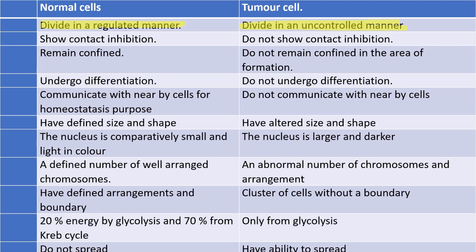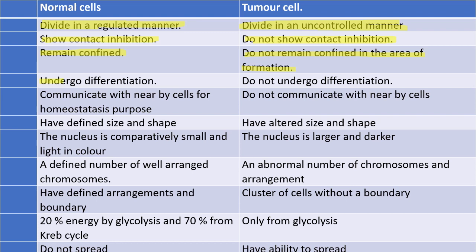Normal cells show contact inhibition, while the tumor cells do not show contact inhibition. The normal cells remain confined to the particular site, while the tumor cells do not remain confined to the area of formation. They can transfer from their original site by the process of metastasis.